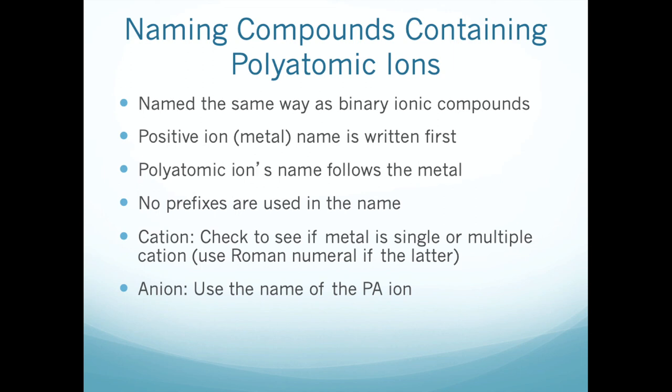If it's a group 1 or 2 metal, just say the name of the metal. If it's a transition metal, figure out what the Roman numeral is by working backwards and put that Roman numeral in your name when you're writing out the name.